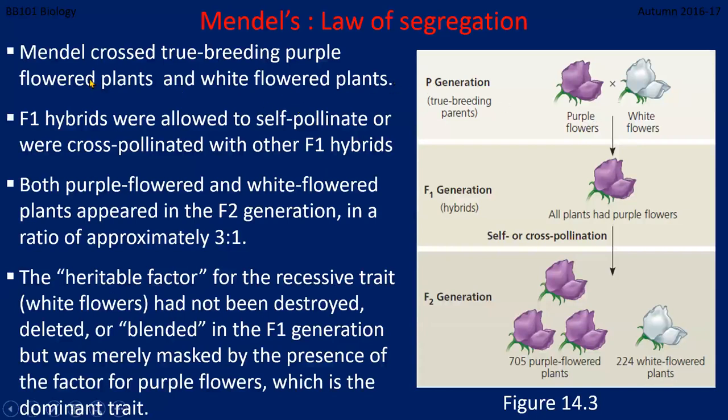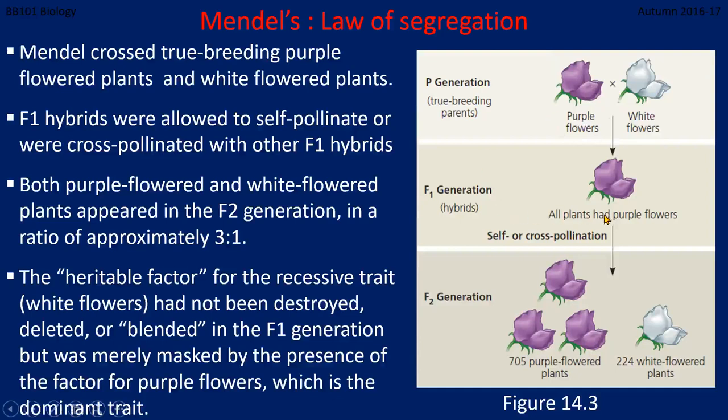So, in this particular experiment, what is called the law of segregation, he took true breeding plants. One breeding plant has a purple flower color, the other has white flower color, and then he basically went for the crossbreed between them.